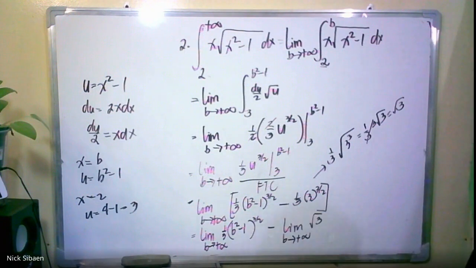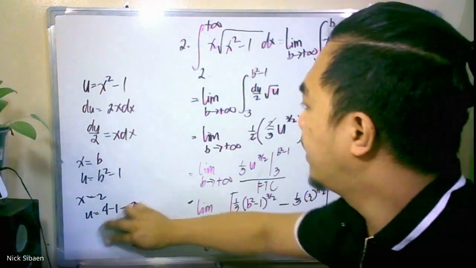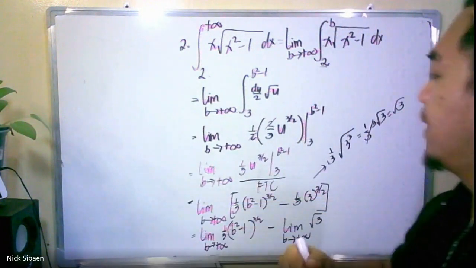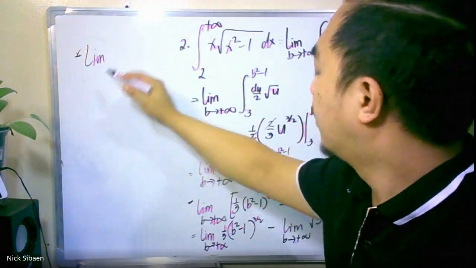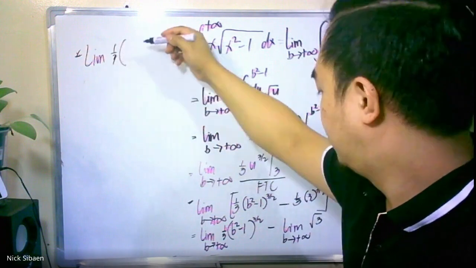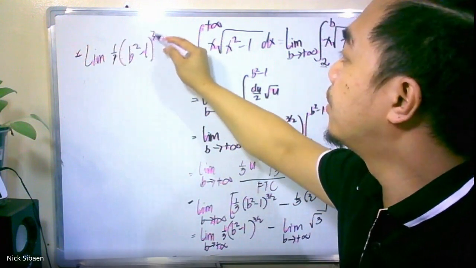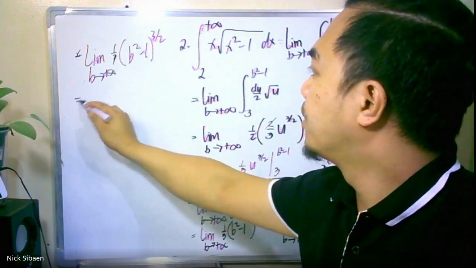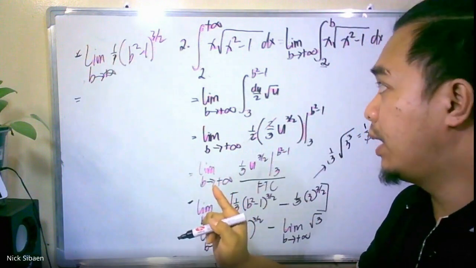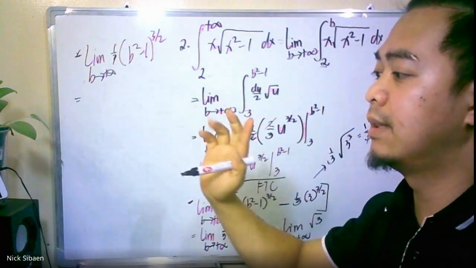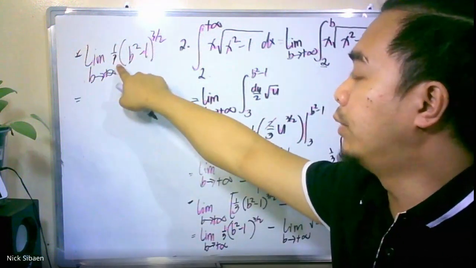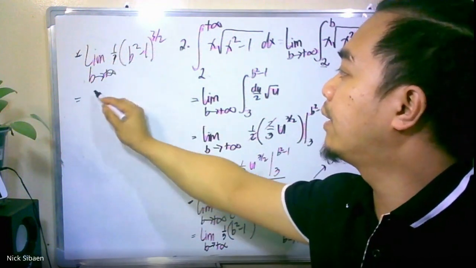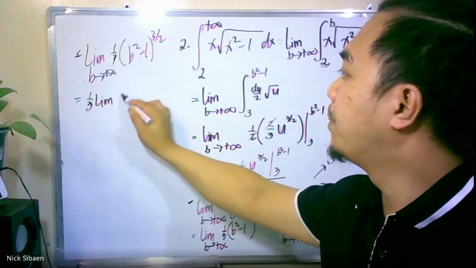Our problem now is to answer the first limit, the limit of this one. So how should we answer that one? Siguro wala nang space. Lagay natin dito. How do you answer the limit of 1/3 b squared minus 1 raised to 3/2, b approaches positive infinity? So gamitin natin yung properties. Ang unang property na i-apply natin, it's the constant, no? Meron tayong naka-multiply na constant dito, so we can just factor that out. That's 1/3 limit of the same.